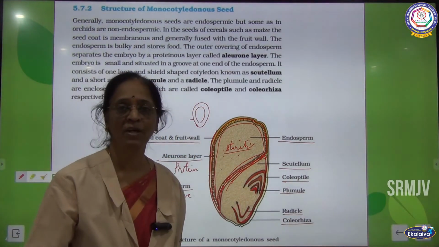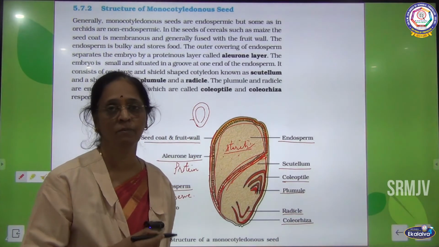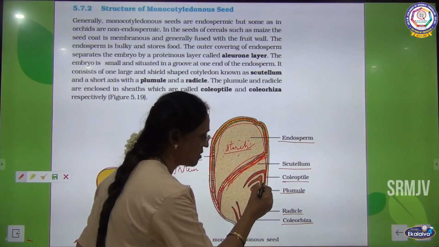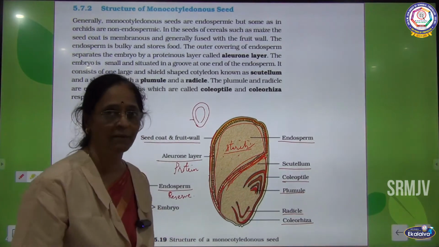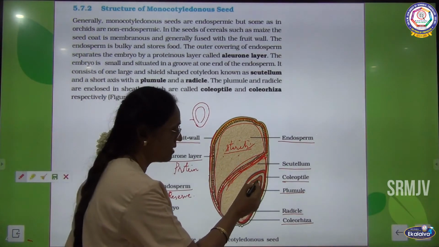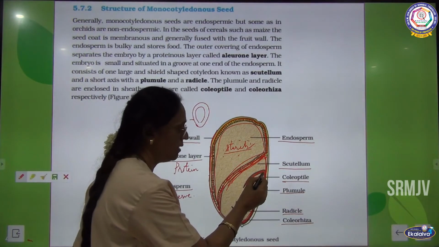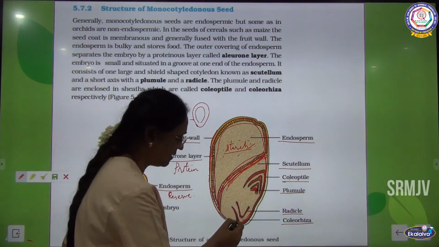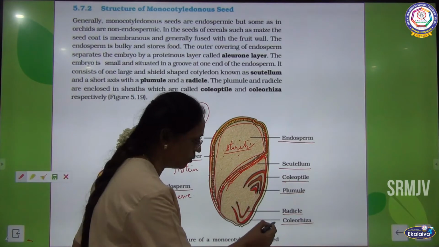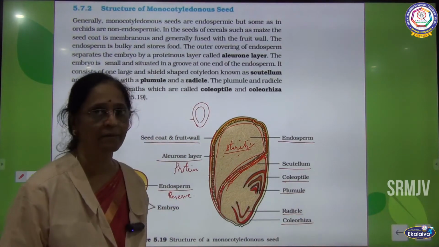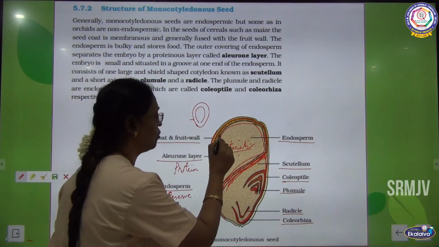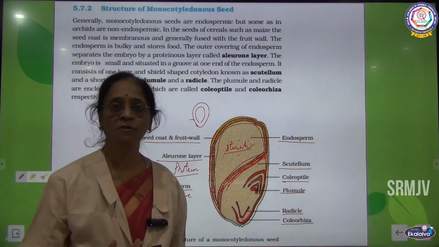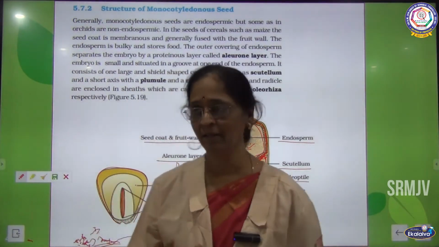So these are the three differences you will find in a monocot: the shield-shaped cotyledon, which is called the scutellum; the plumule is covered by a leaf-like structure called the coleoptile; the radicle is covered by a layer we call the coleorhiza; and you will find an aleurone layer which has protein content, and the endosperm has starch content in it.